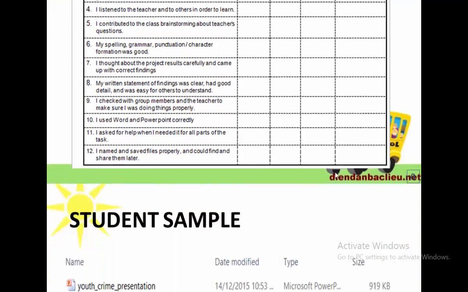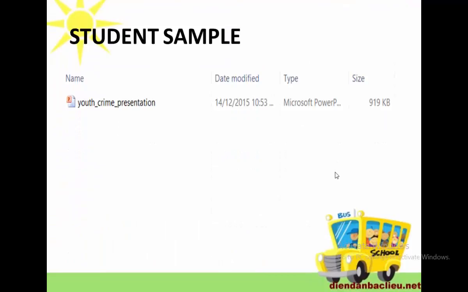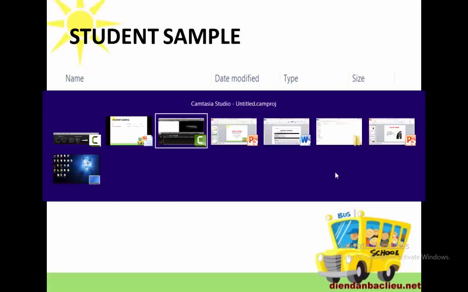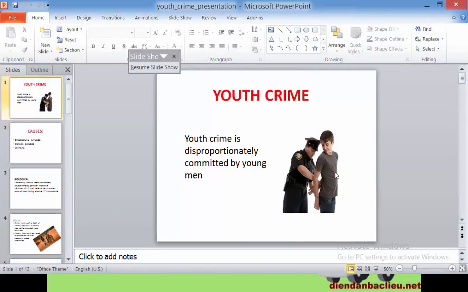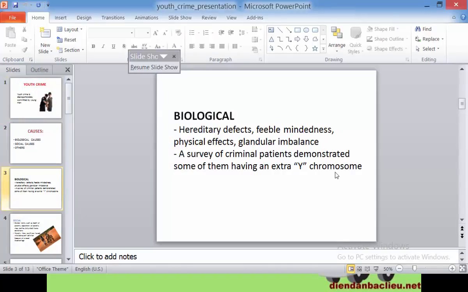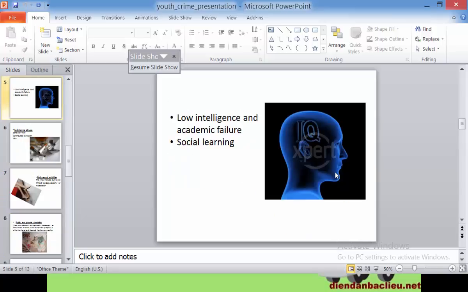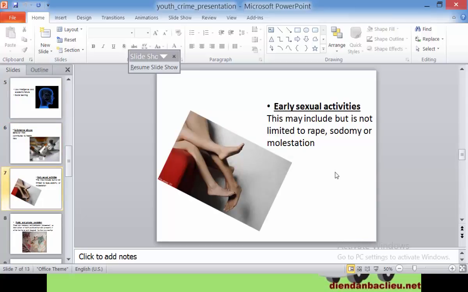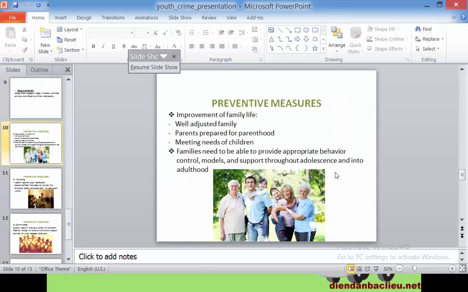So now let's turn to the student sample. As I ask students to produce a presentation, I prepared one for them, and I ask them to focus on youth crime so that it is much more related to them. Let's take a look at it here. I include some causes of youth crime, like biological, social, and something else in real life that they can meet. So let's come back.